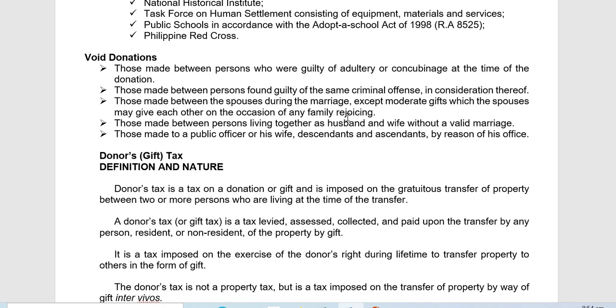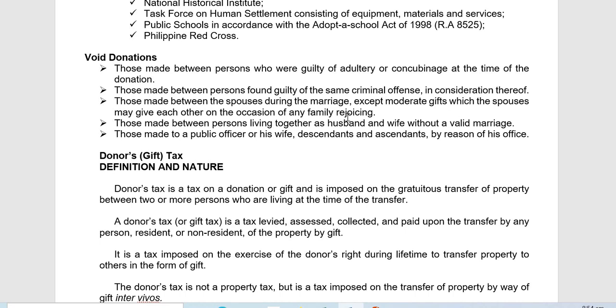So, that is allowed. It is not void. Those made between persons living together as husband and wife without a valid marriage, those who are living in. Those made to a public officer or his wife, descendants, and ascendants by reason of his office. So, those are void donations.